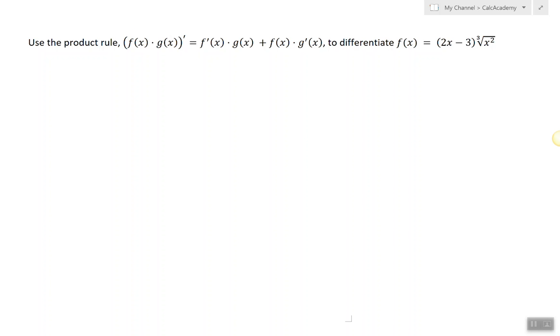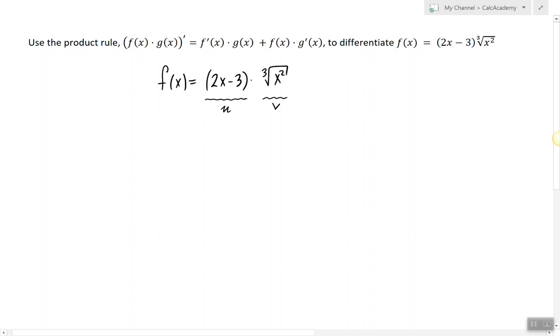In this video, I will show how to find the derivative of a function using the product rule. So in our case, we have a function which is a product of a linear function and a radical function. So the first step is to identify the factors which make up the product. And in our case, we have 2x minus 3, which we can label as u, and cube root of x squared, which we can label as v.